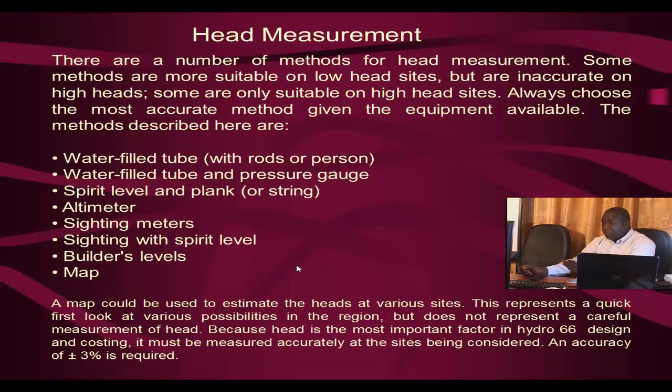A map could be used to estimate the head at various sites. This represents only a quick first look at various possibilities in that particular region and does not represent a careful measurement of head. Because head is the most important factor in hydropower design and costing, it must be measured accurately at all sites being costed. An accuracy of about plus or minus 3% is always required for head measurements.